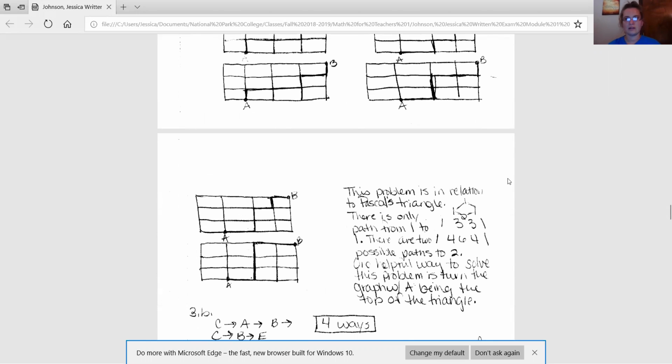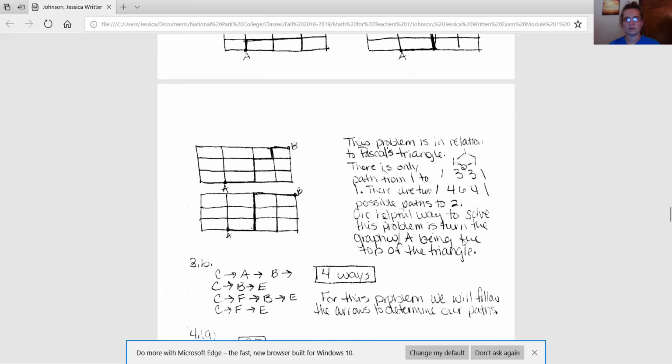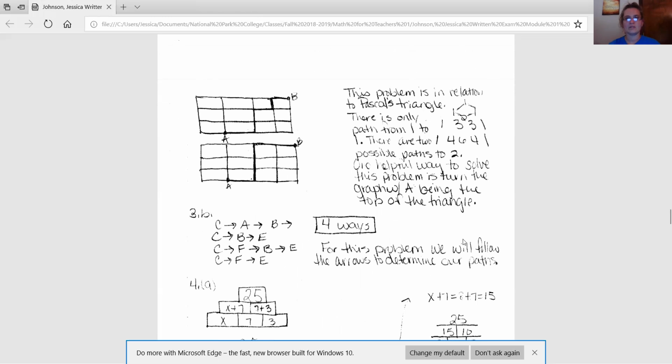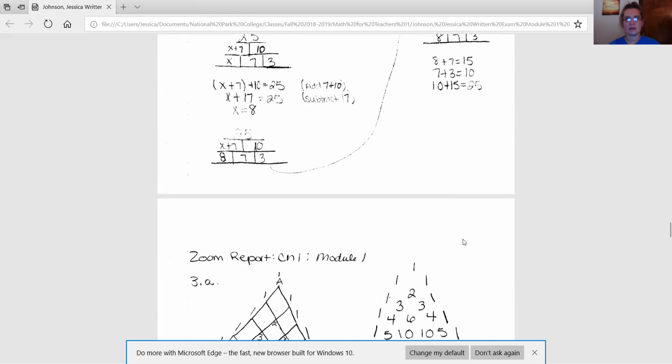Because in Pascal's triangle, from 1 to 1, there's only one way to get there. And from 1 to 2, there are 2 ways to get there. Or 1 plus 1 equals 2, and 1 plus 2 equals 3, and 3 plus 3 equals 6. And it makes this really cool triangle. So how many ways can we get from A to B?